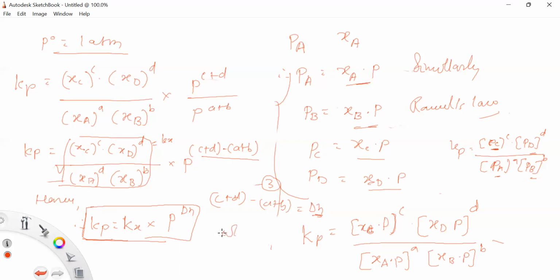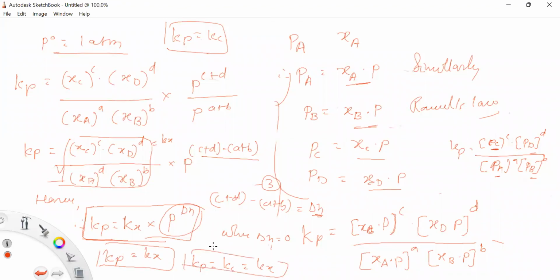So when delta n is equal to 0, at that time this total value is 0 and Kp is equal to Kx. Kp is equal to Kx. So Kp is also equal to Kc. So it is nothing but Kp is equal to Kc is equal to Kx. So this is the equation showing the relationship between Kp, Kc and Kx. So this equation number 4 is under the standard conditions, where we can write Kp0 is equal to Kx, the P total or P0 raised to power delta n.